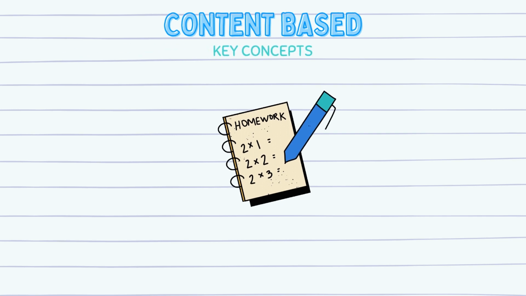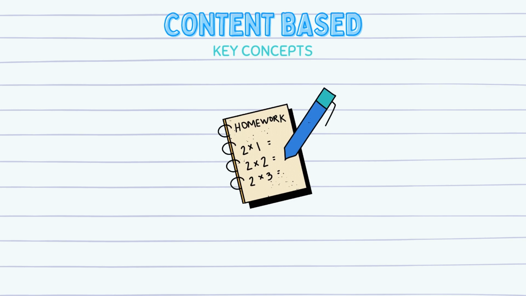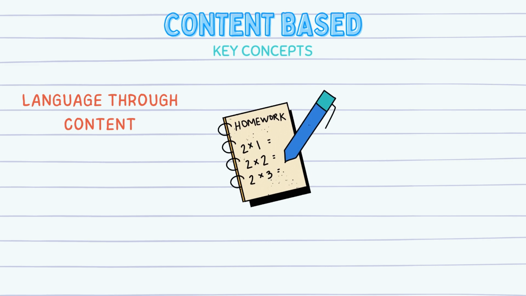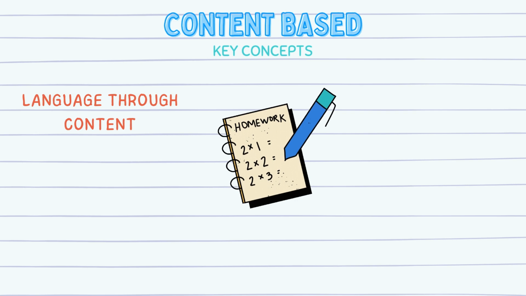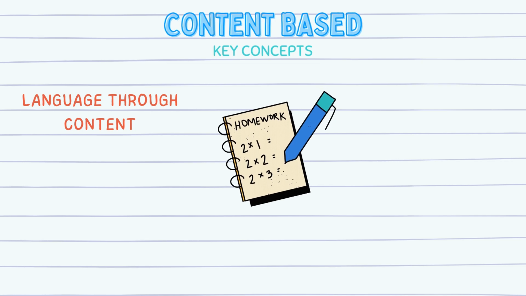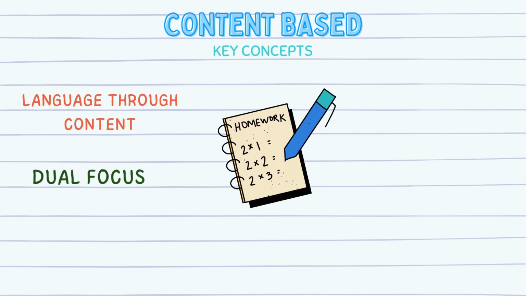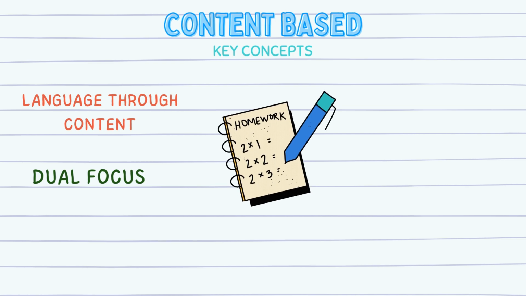But what are its key concepts? Well, content-based learning has a lot of key concepts. The first one is language through content. Of course, students learn language by engaging with a subject. It could be any subject, as I already told you. But here it is important to remember that this is not about isolated grammar lessons. The second one is dual focus. Emphasis is on both content mastery and language development. Students improve language skills while learning meaningful information.